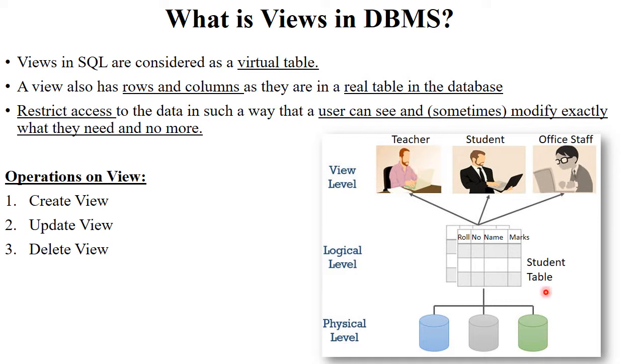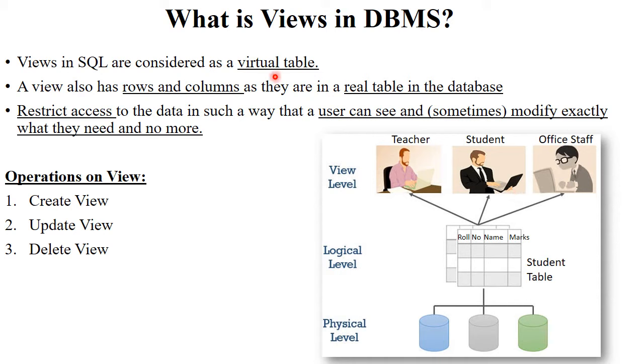The teacher can view the complete table: roll number, name and marks. Next, the student can view only roll number and name. The marks column is hidden from the student. And next, office staff. Office staff can view only the name of the student. Roll number and marks columns are hidden from the office staff. Right? It means there is only one table and there are a total of three views for those particular users.